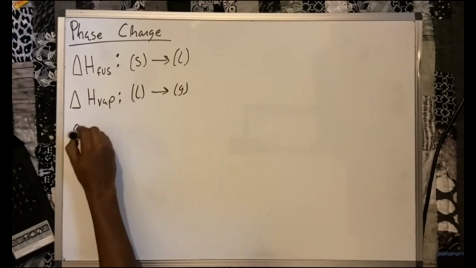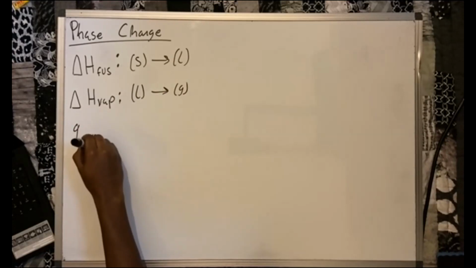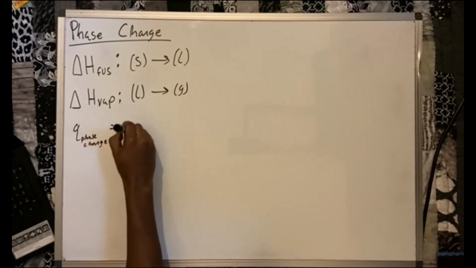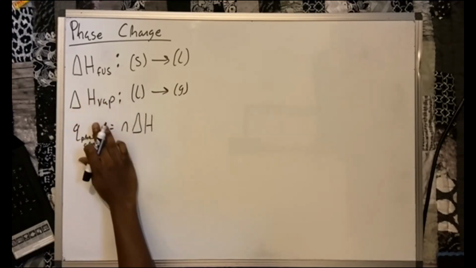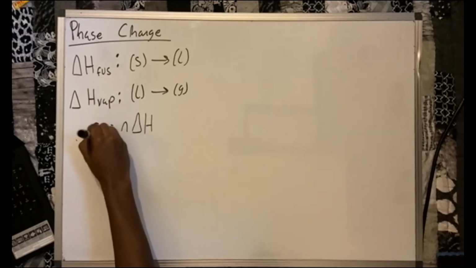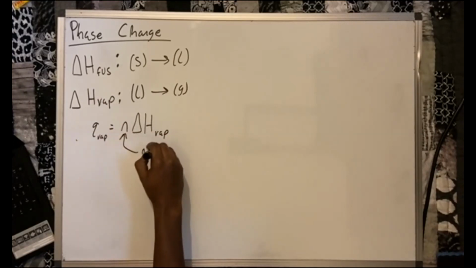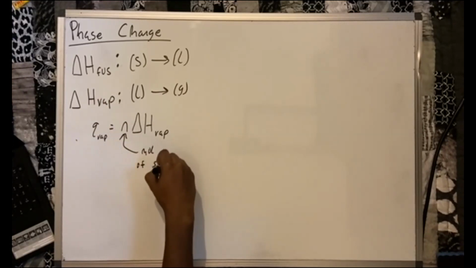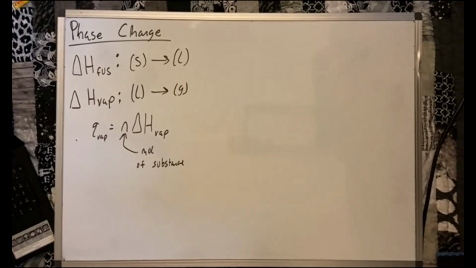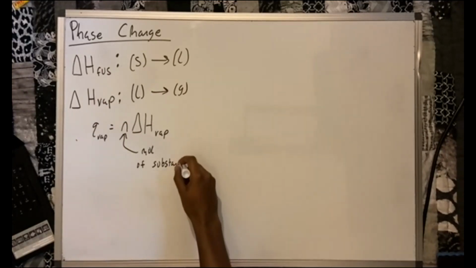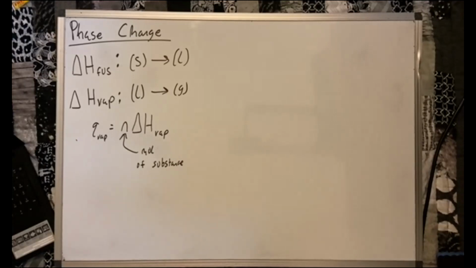So we did this to get our Q, which is our heat. This is Q of phase change. You just do n times your delta H for whichever phase change you're going through. So if this is vaporization, Q for vaporization, you do your delta H times n, the moles of the substance. And then same thing if that was fusion. Let me make sure fusion is going from solid to liquid. I'm pretty sure it is.